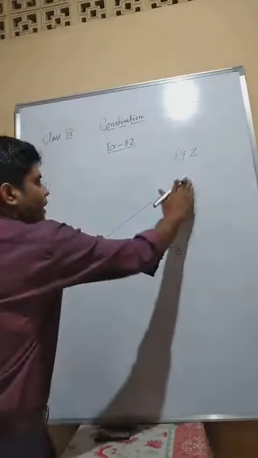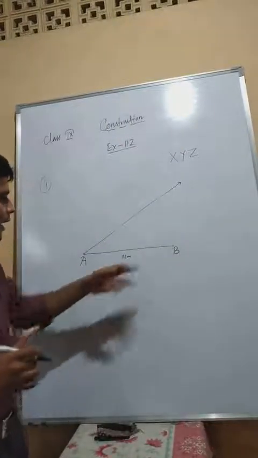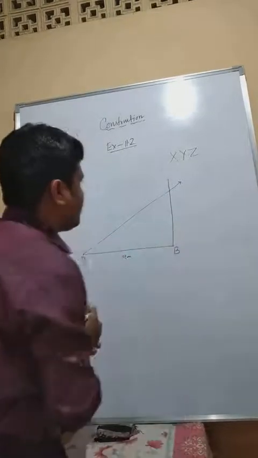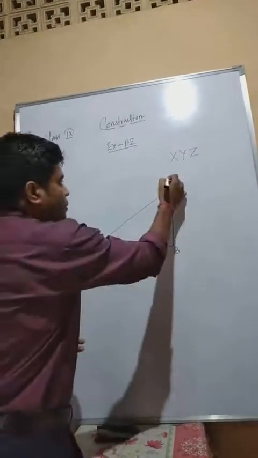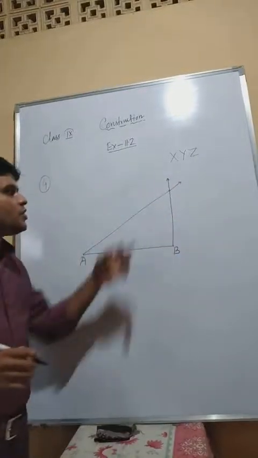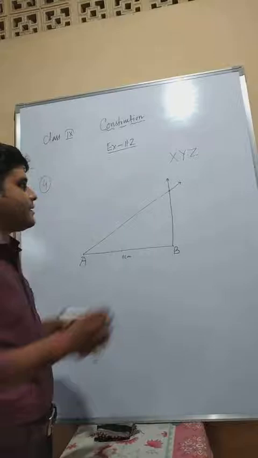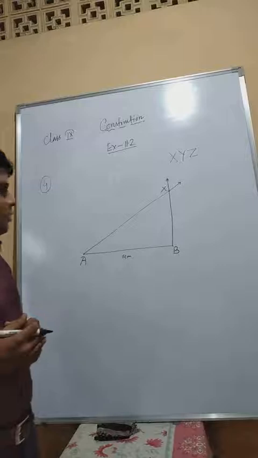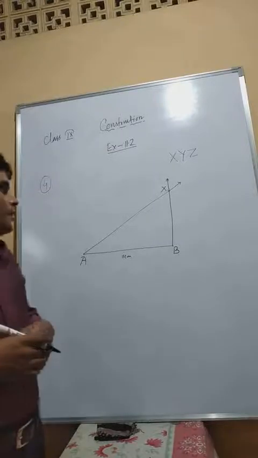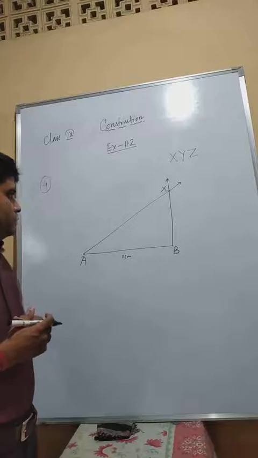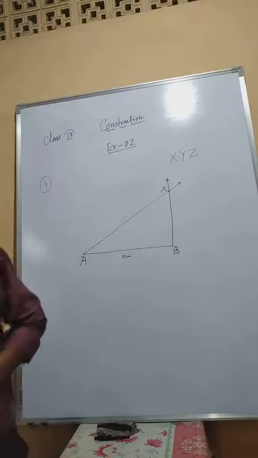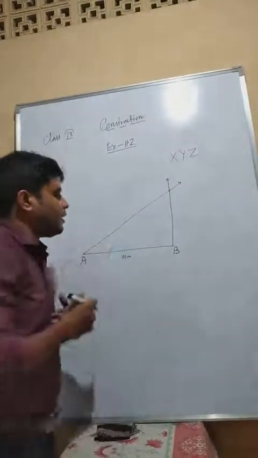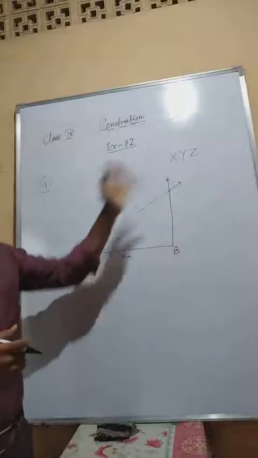Okay, sorry, this is the ray only. And here one 90 degree angle, I have drawn. So these two rays will intersect, no? So this point you give the name X. Sorry, not this, this is X. So these two intersect here, no problem.